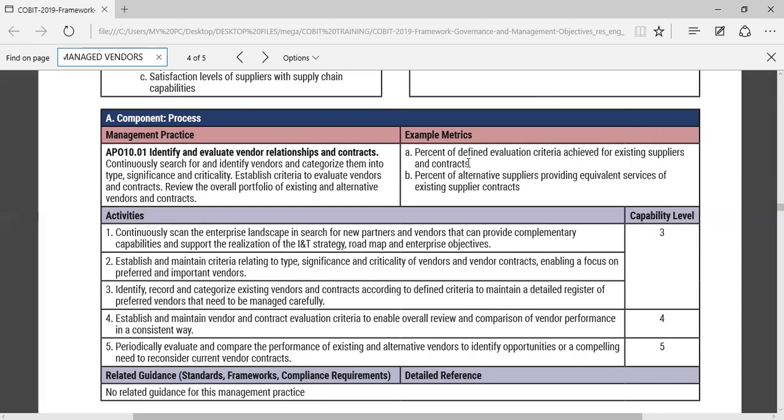Then the second one, percent of alternative suppliers providing equivalent services of existing supplier contracts. So do you have backup? That's redundancy. So how many of your contracts, especially operational contracts that are ongoing, do you have backup for? Do you have alternative suppliers, so that in case our primary supplier fails, we can always go back to the secondary supplier and we are able to still meet the recovery time objective or the turnaround time of that particular process?